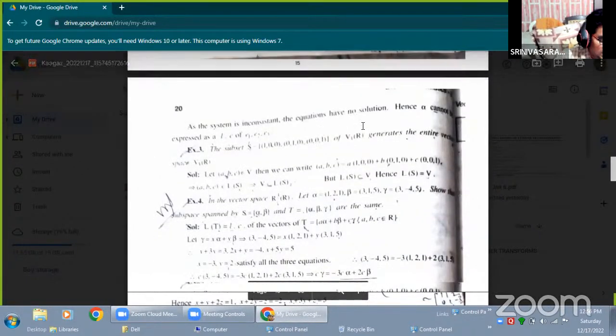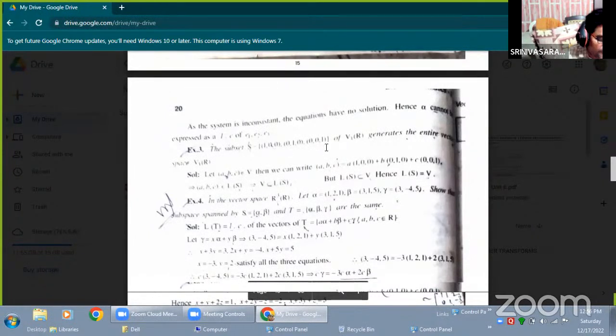Inconsistent means the equations have no solution. That's why alpha cannot be expressed as a linear combination of the others. That's enough, students. This example is also very important in the final examination, either as a short answer or fill in the blanks. Even in the subset, you just have to see and refer.